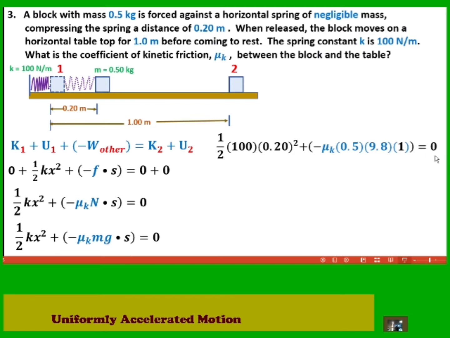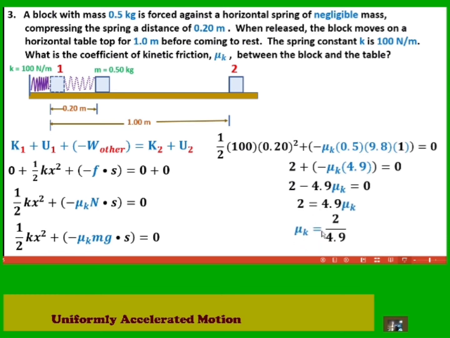s is 1 meter. Simplifying and solving for mu sub k in this equation. So mu sub k is equal to 2 divided by 4.9, which is equal to 0.408. So the coefficient of kinetic friction is 0.408.